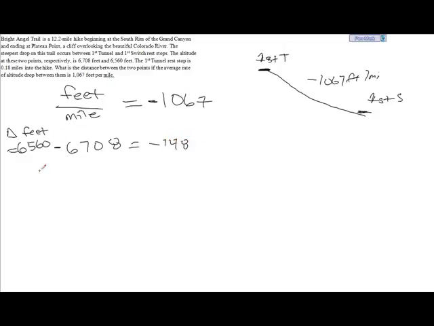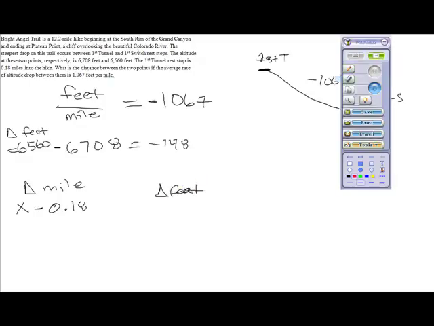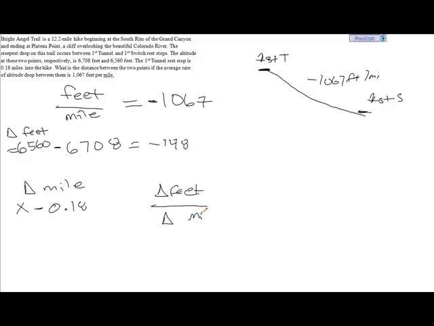And now we don't really know what the change in miles is, because really the change in miles, we would have to take the difference between where we are into the hike, 0.18, minus, take that away from where we will be in the hike. Well, we don't necessarily know where that next point is. We just know that that next point will create an average rate of change of 1,067. So in other words, what I'm suggesting is our change in feet, divided by change in miles is equal to negative 1067.